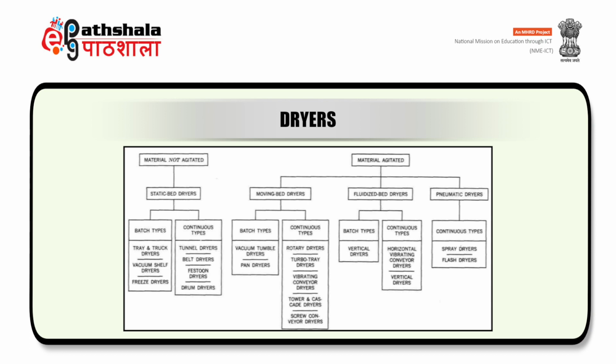screw conveyor dryer. Now, talking about fluidized bed dryer, these are again of two types, batch type and continuous type. Example of batch type is vertical dryer. Continuous type examples are horizontal vibrating conveyor dryer, vertical dryer. Under pneumatic dryer, continuous type is present and the examples of dryers are spray dryer, flash dryer.